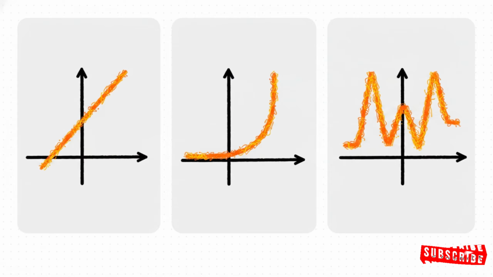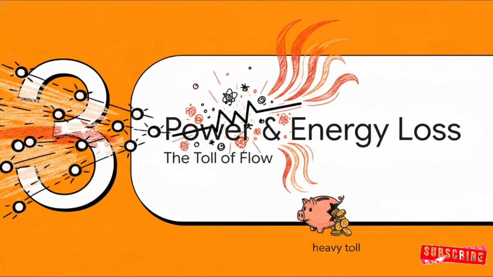They're non-unique, meaning the exact same current value can result from multiple different voltage values. So, when you're taking your test, always check if the material you're dealing with is ohmic before you blindly apply that V equals IR formula. All right, Section 3, Power and Energy Loss, the toll of flow.